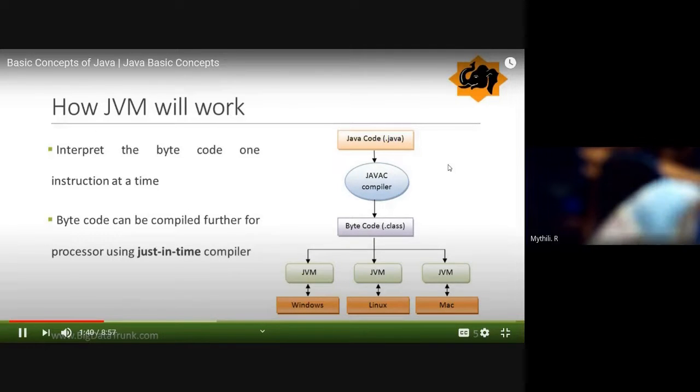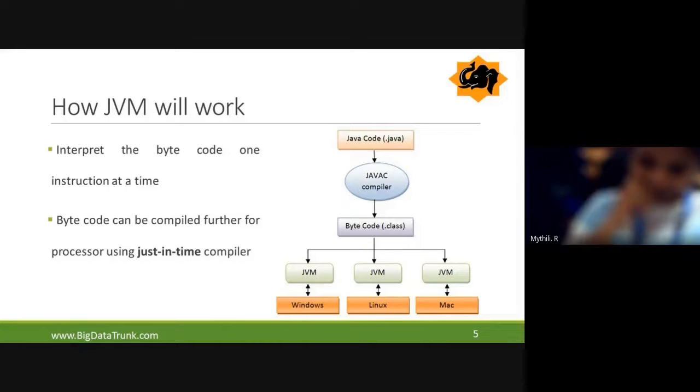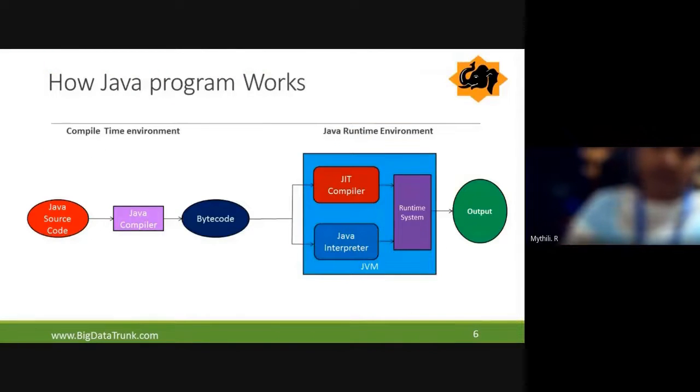Bytecode can be further compiled for the processor using a just-in-time compiler, or speed up the interpretation phase by reading an entire section of bytecode and converting it into the native understanding format of the OS. JVM makes Java technology platform independent because in every operating system, JVM interprets the bytecode and converts it into the understanding format of the OS. In this slide, we can see a clear picture of how a Java program works.